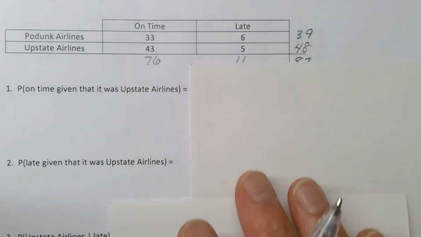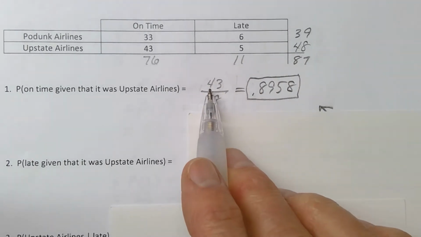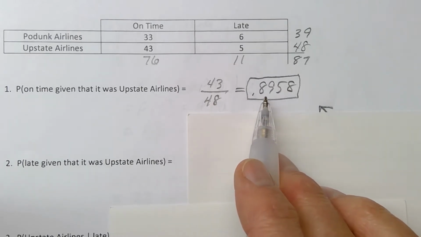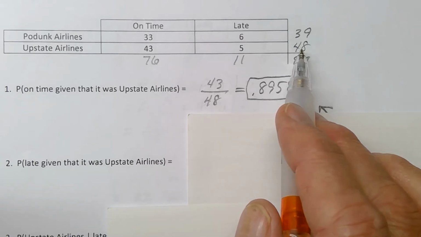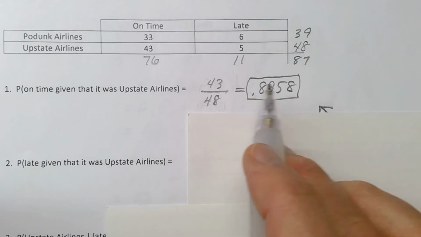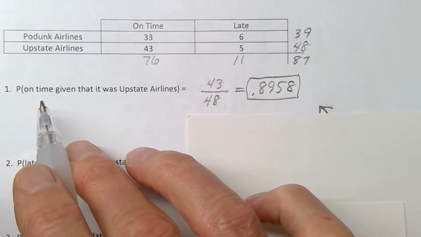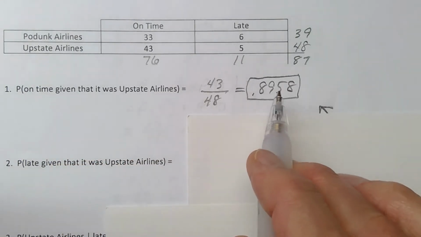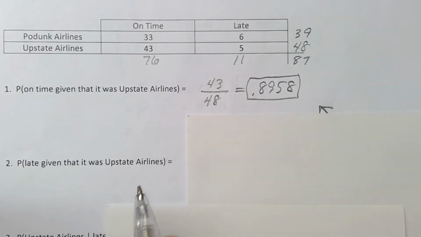So 43 out of the 48 arrived on time. So there's a 90% chance that if I only have 48 flights in the hat from Upstate Airlines, their flight arrived on time. So the probability that a flight arrives on time, given that it was an Upstate Airlines flight, is 90%. They have a 90% on-time arrival rate.